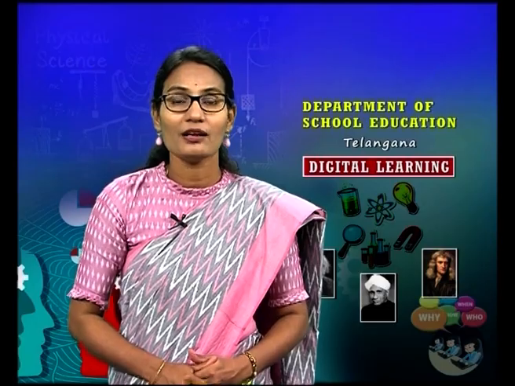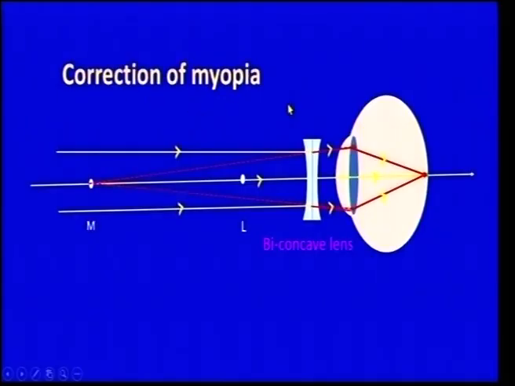For better understanding, observe this ray diagram, children. Correction of myopia. Here a biconcave lens is placed in front of the eye. Whenever the light rays coming from the longer distance are incident on the concave lens, it forms a virtual image at the far point. The image formed by this concave lens acts as an object for our eye lens. So now our eye lens receives the light signals which are coming from the far point. That's why it can form the image on the retina, so we can see the object clearly.